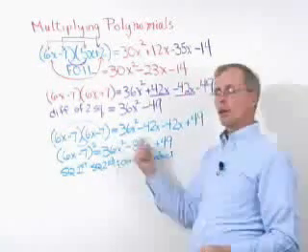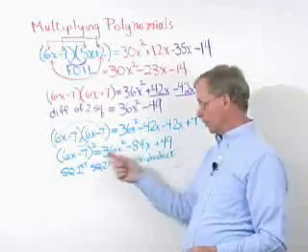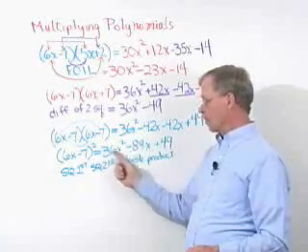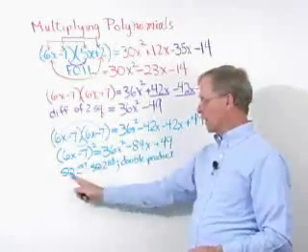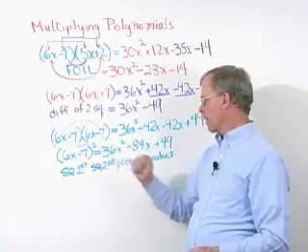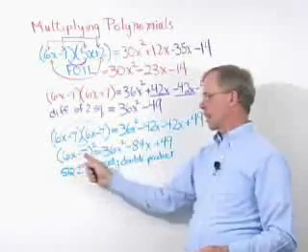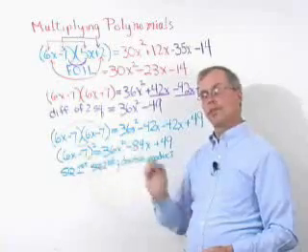So the three terms of our squared trinomial, this is a perfect square trinomial, is to square the first, square the second, and double the product. And we're referring to the terms of the original binomial.